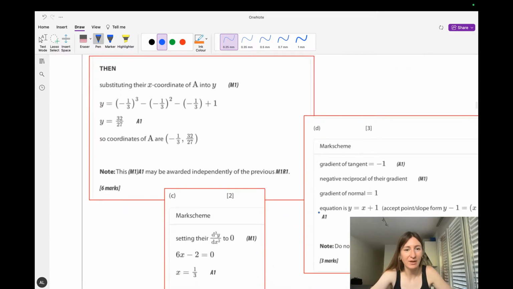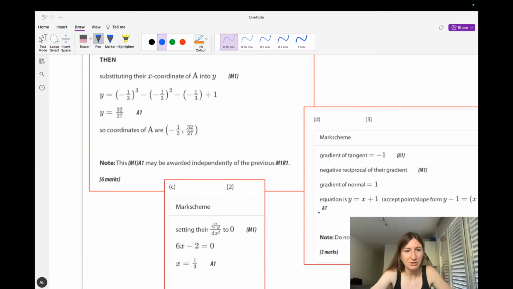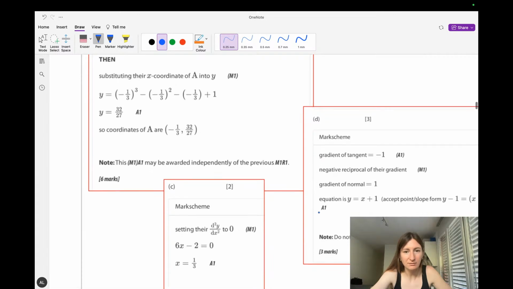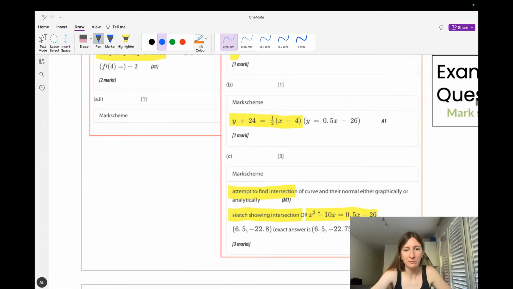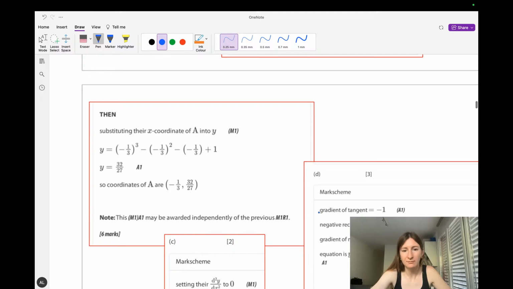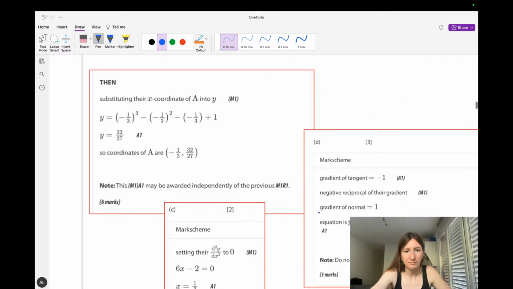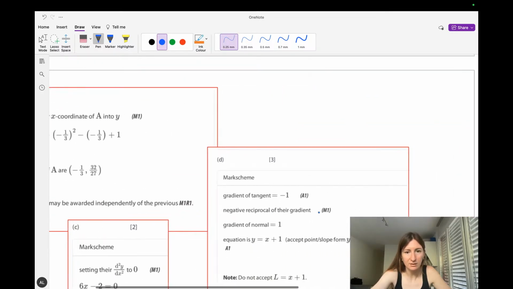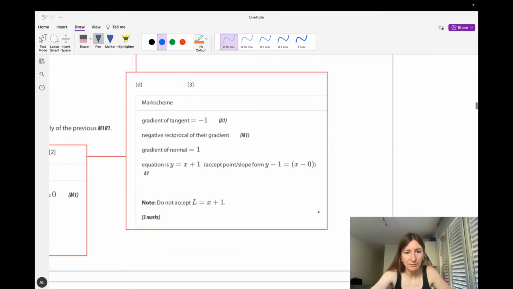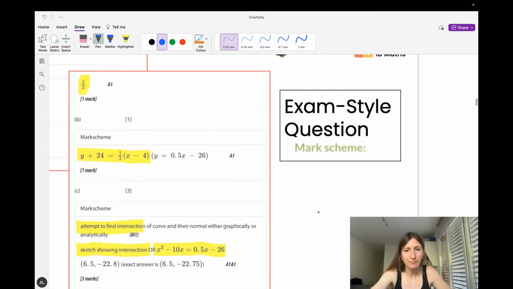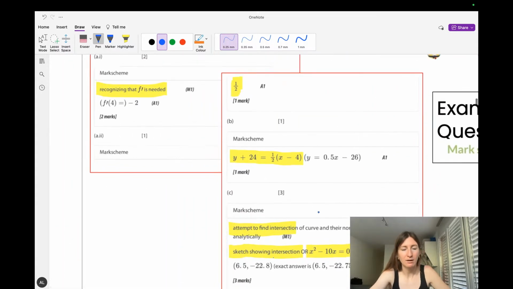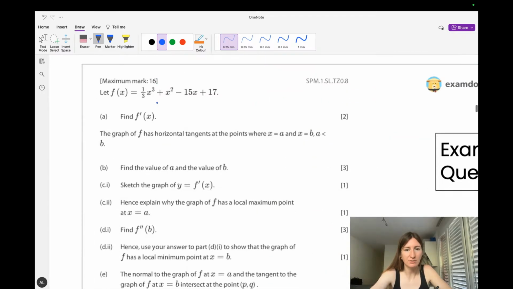Okay, then we had our substituting. Oh no, that's a different question. Oops. That, sorry, it's not meant to be there. Yeah, that's in the wrong place. Anyway, there we go. That was 3 marks. Let's see what other questions.